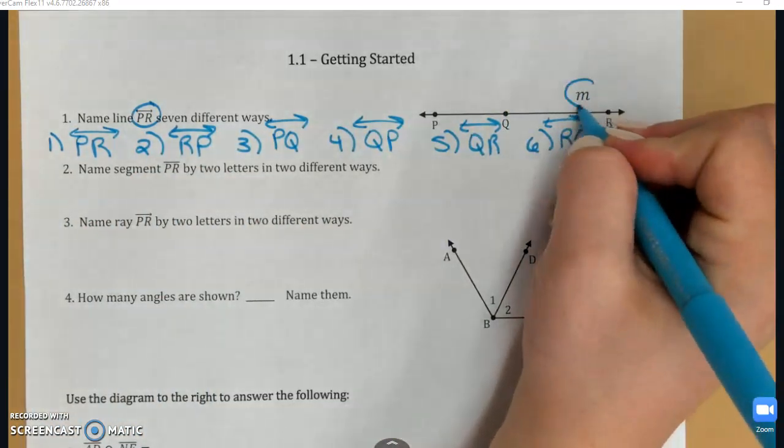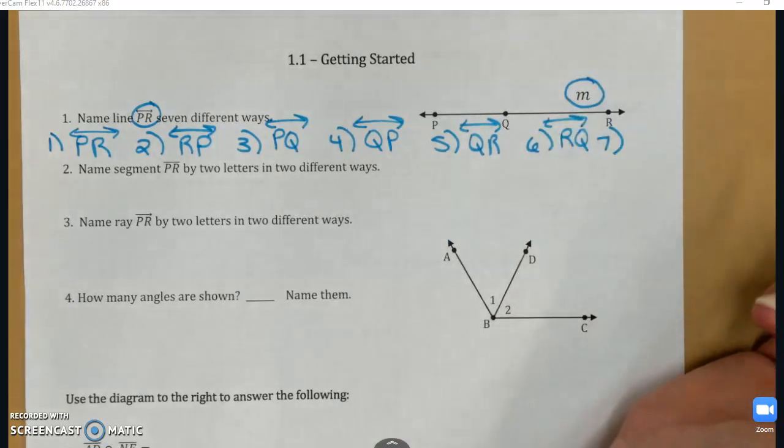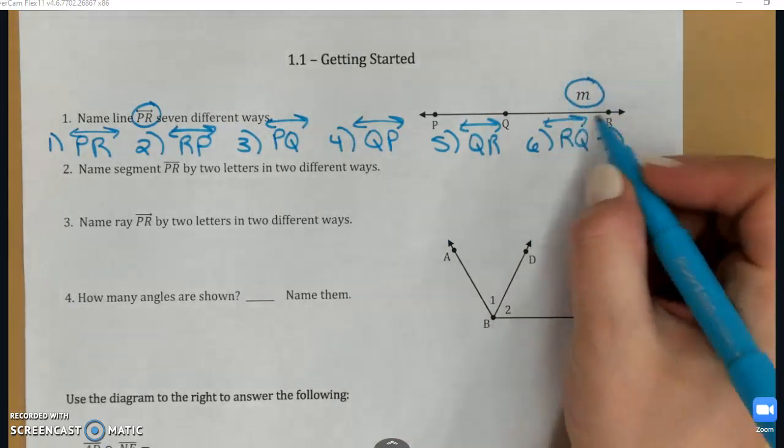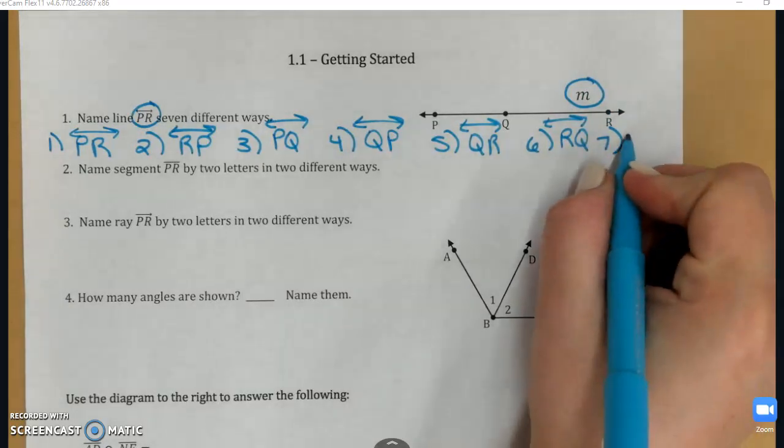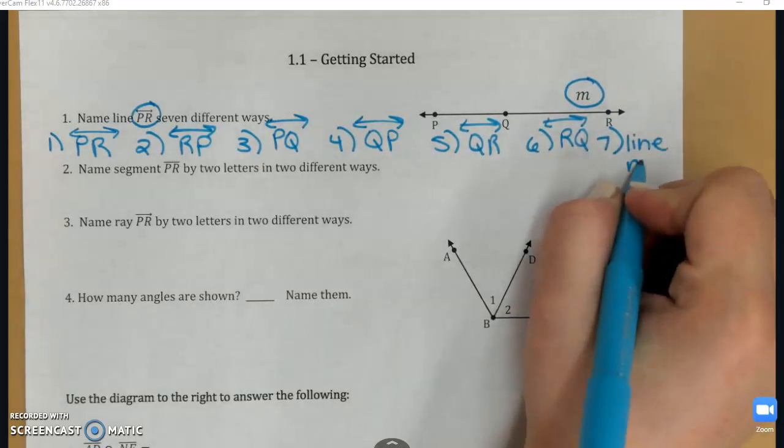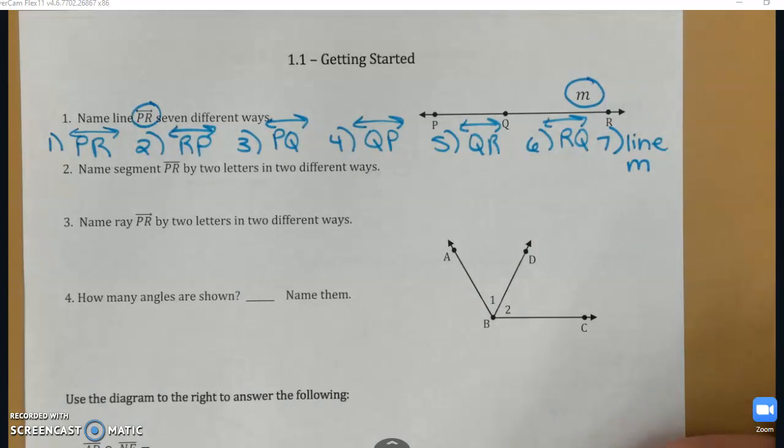The 7th way comes from that scripty, cursive-y looking letter above. And if I'm going to name it with that one, that's when I use the word line and then that lowercase letter m. So there are my 7 ways.